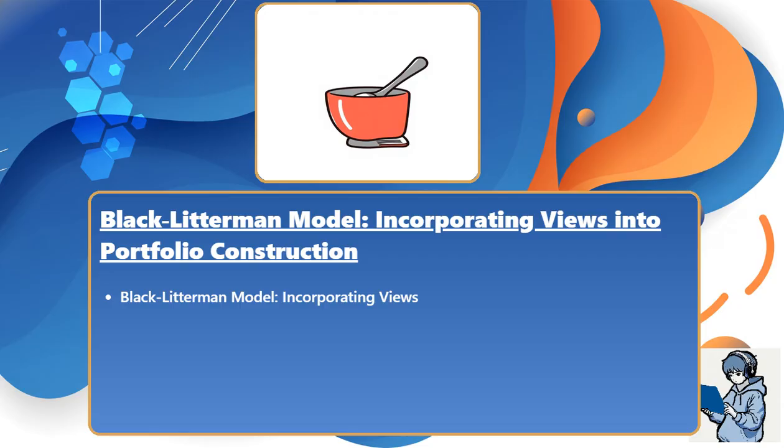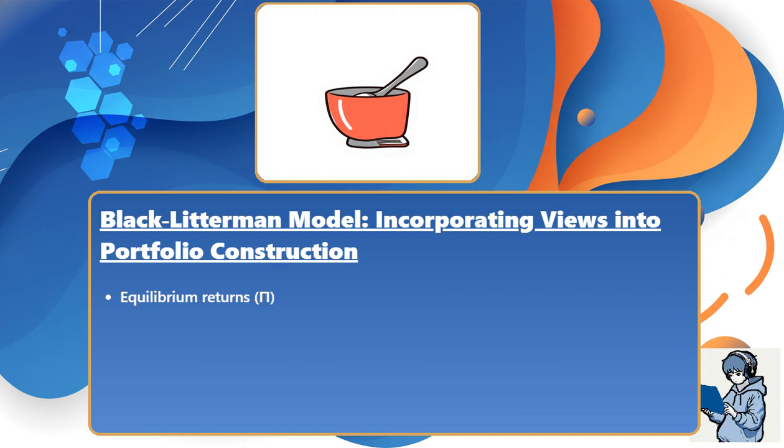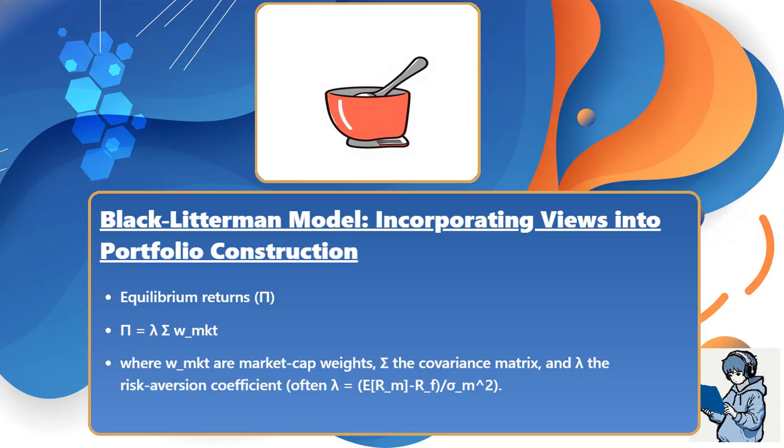Black-Litterman model incorporating views. The Black-Litterman framework starts with the market equilibrium implied returns, the prior derived from cap M, then blends in investor views to produce a posterior expected return vector that can be used in mean variance optimization. Step by step, equilibrium returns pi. Pi equals lambda sigma W MKT, where W MKT are market cap weights, sigma the covariance matrix, and lambda the risk aversion coefficient, often lambda equals E of R sub M minus RF divided by sigma sub M squared.